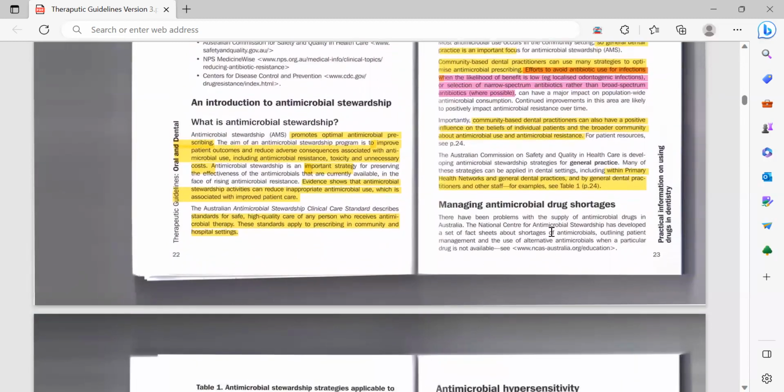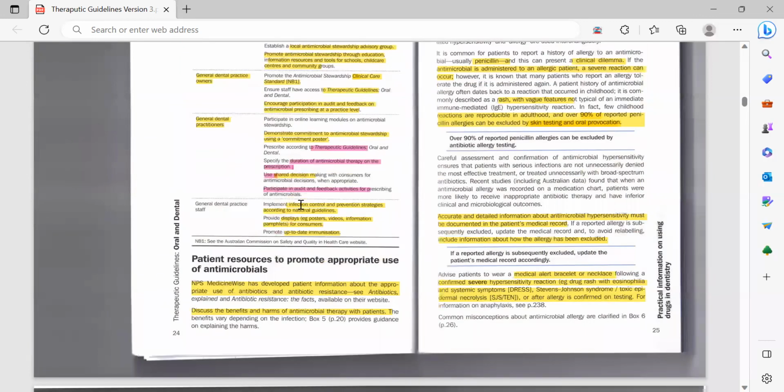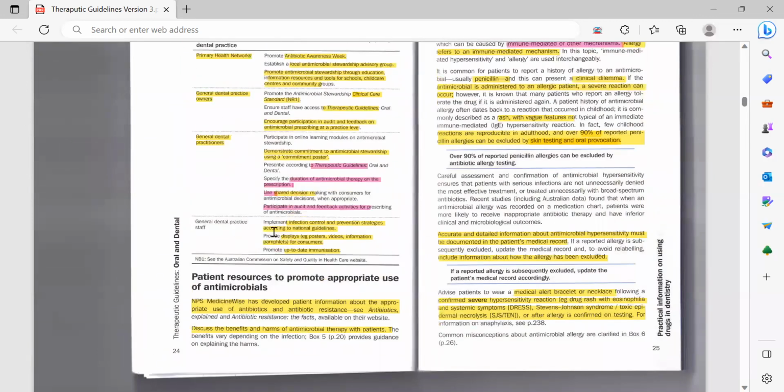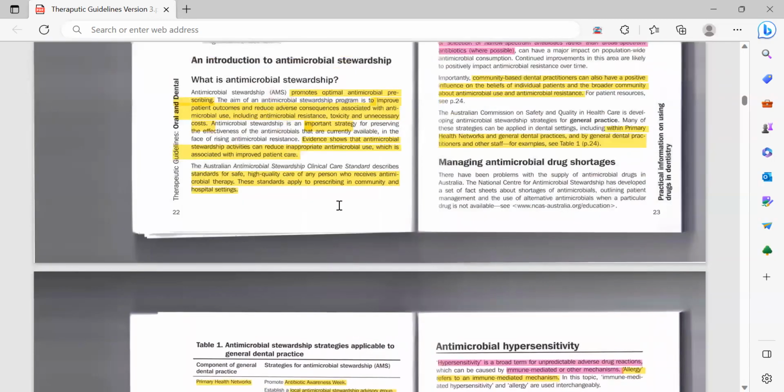Okay, so managing antimicrobial drug shortage. All right, so these are certain strategies they have named here. You can have a read about them, but not very important from the exam point of view. But you should be very, very careful if they ask you any questions regarding antibiotics, because they are very fussy about antibiotics.